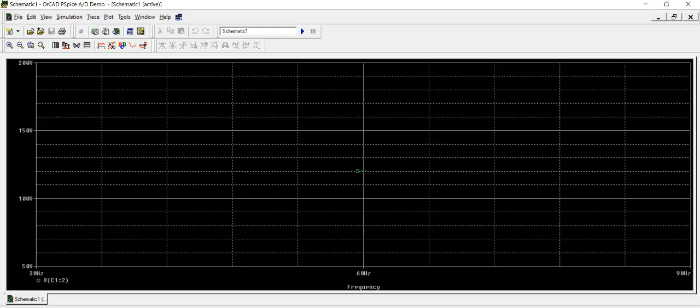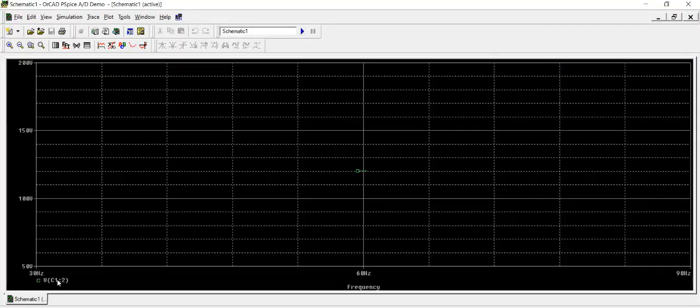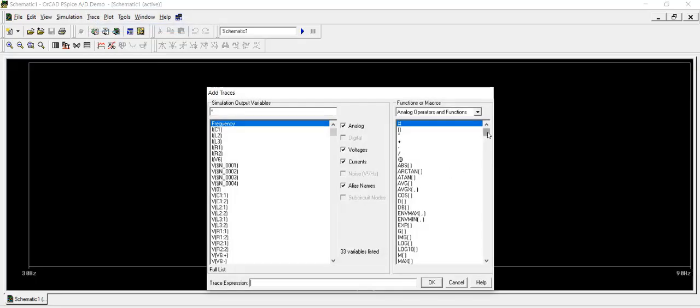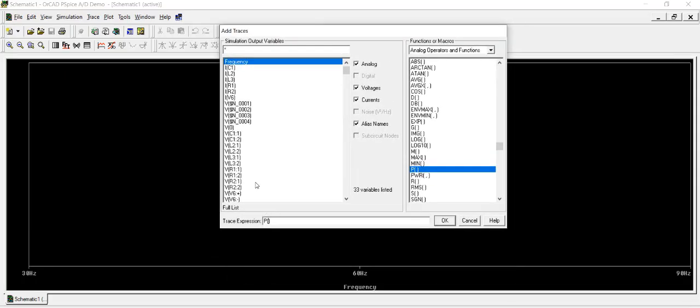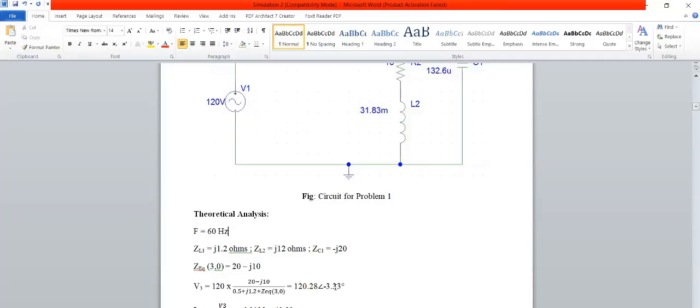Now if we would like to see the angle of this circuit, for seeing the angle, go to trace, add trace, and scroll down on the right hand side, you will see P. P means phase. So select P and we want to see the phase of this point. Now our phase angle is about minus 3.4 degrees. In our calculation we have seen that our phase is minus 3.33 degrees, which is almost the same. So we can say that our circuit is simulated perfectly for steady state.